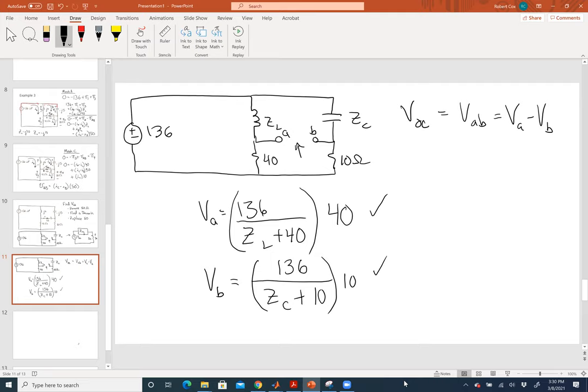Visualizing it, you basically just ignore ZC and 10 and say VA.